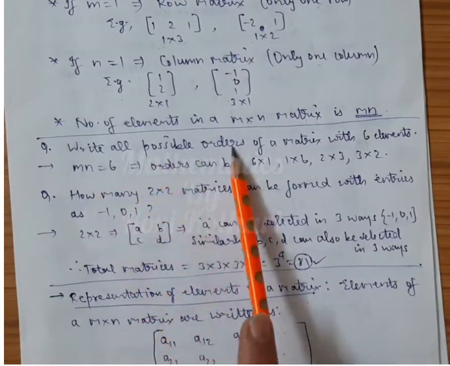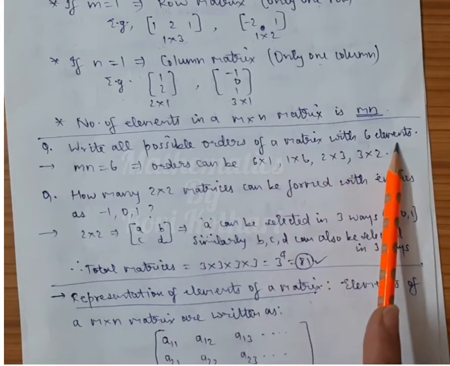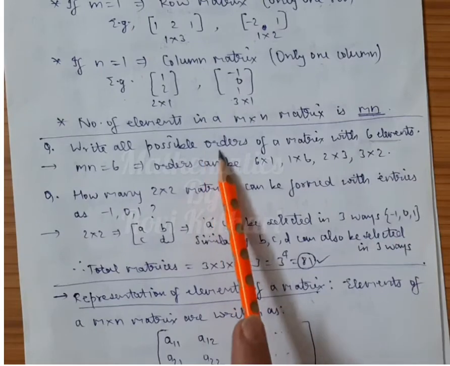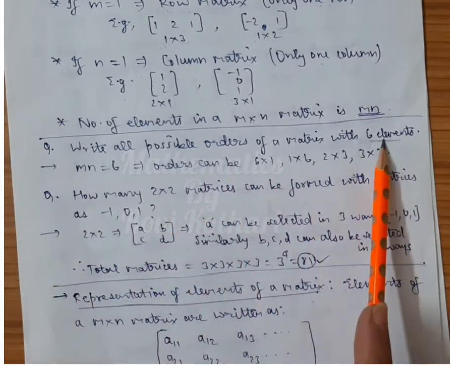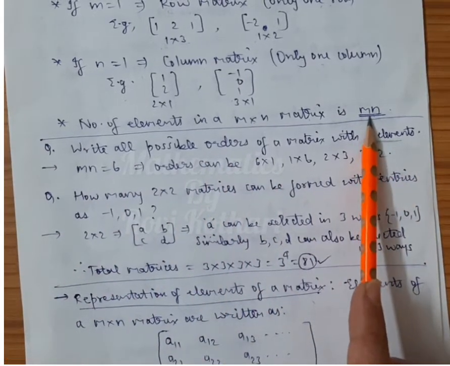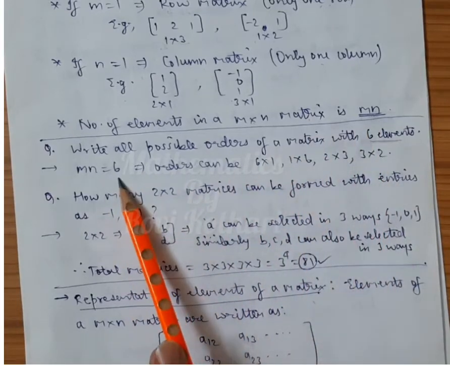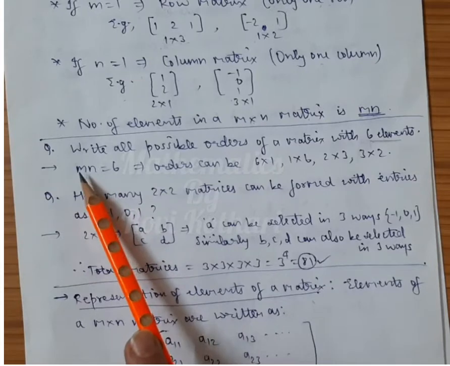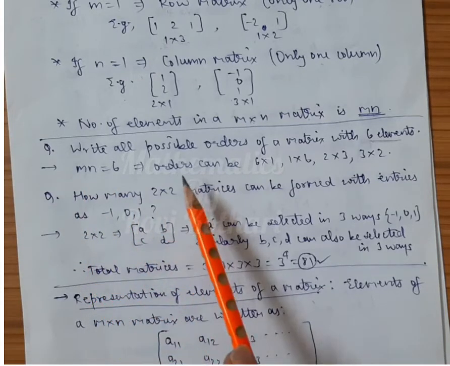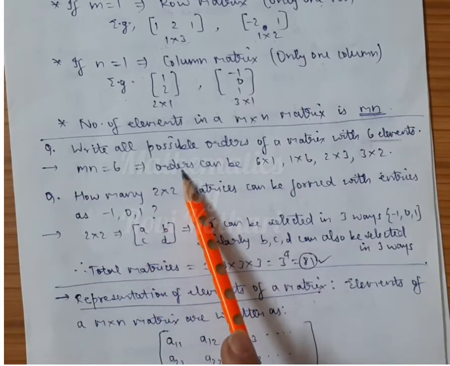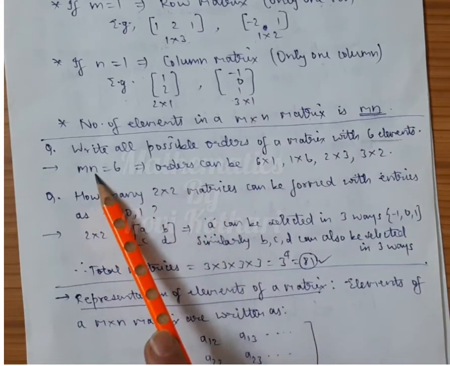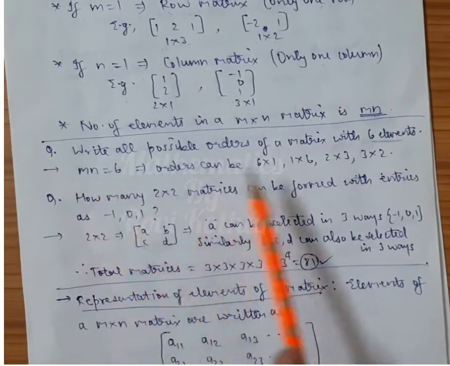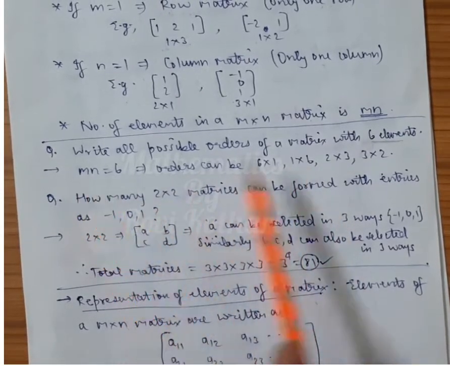Let's see the first question. Write all possible orders of a matrix with 6 elements. Now how many elements have I given you in this matrix? 6. You have to write all possible orders. If there are 6 elements, that means the product mn should be 6. Now if the product mn is 6, the number of ways you can write m and n will be the same as the number of orders you can write. So the first order I can write is 6 into 1, that's 6. I can also write 1 into 6, that is also 6. I can write 2 into 3, that is also 6.